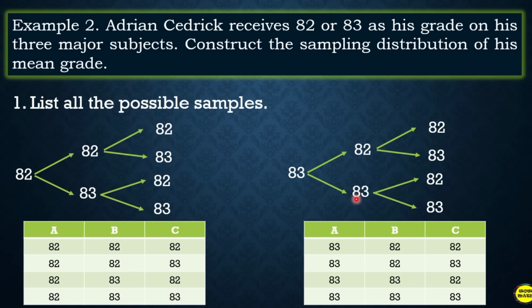Ganyan din dito. So, maaring sa unang major subject niya, 83 yung grade niya. Sa pangalawang major subject niya, 82. Sa pangatlong major subject niya, 82. Okay. Hanggang sa makuha nyo. So, to sum up, meron tayong 8 possible samples, no? Si Adrian Cedric, meron siyang 8 possible samples na maging grade niya sa tatlong major subjects niya.